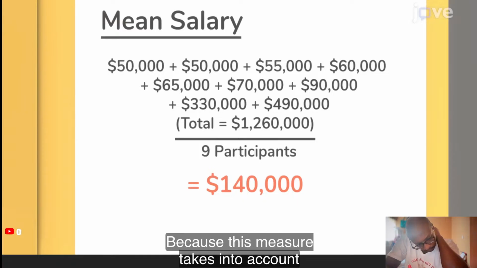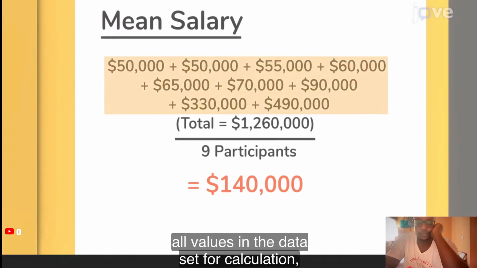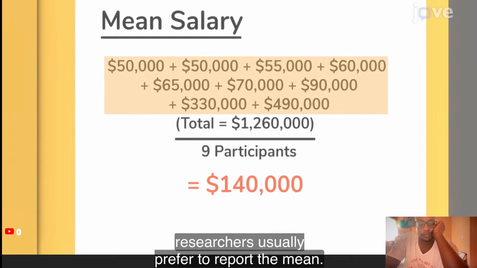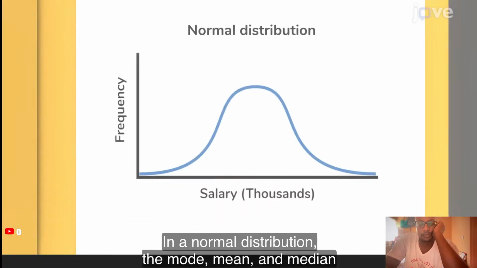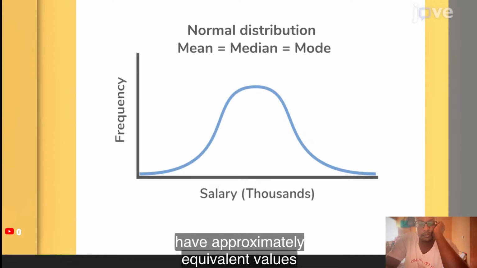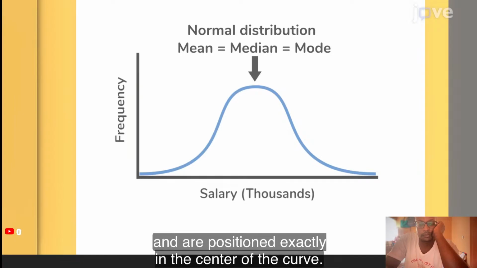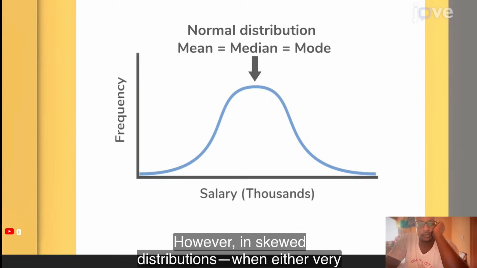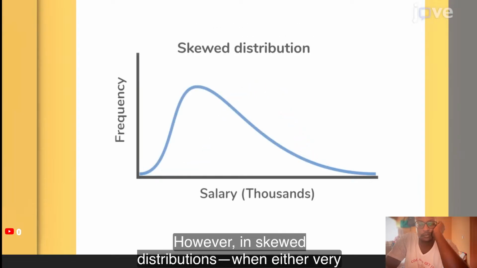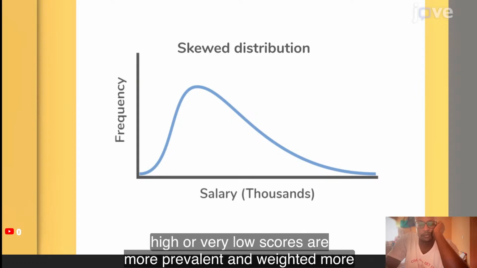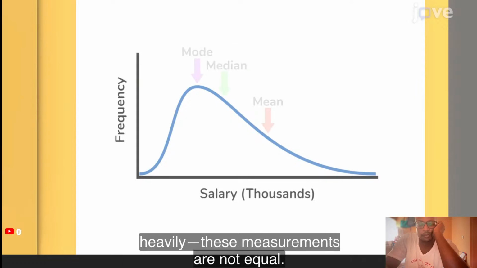Because this measure takes into account all values in the data set for calculation, researchers usually prefer to report the mean. In a normal distribution, the mode, mean, and median have approximately equivalent values and are positioned exactly in the center of the curve. However, in skewed distributions, when either very high or very low scores are more prevalent and weighted more heavily, these measurements are not equal.